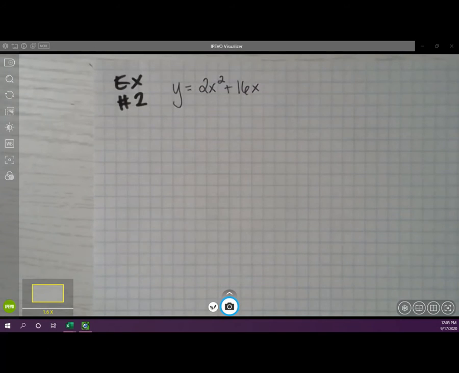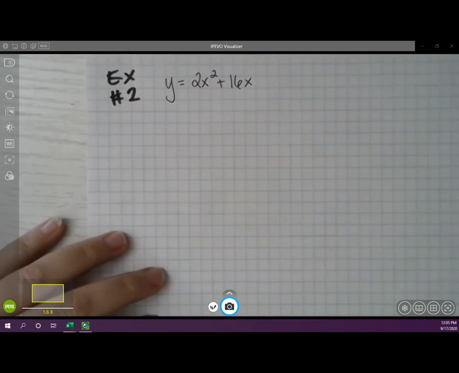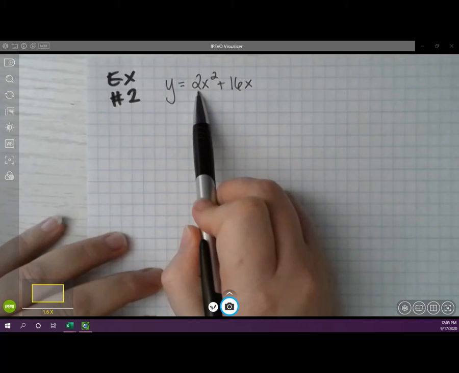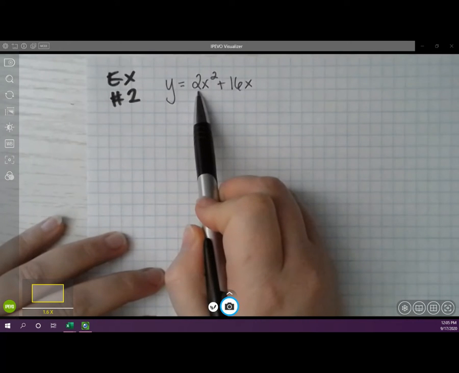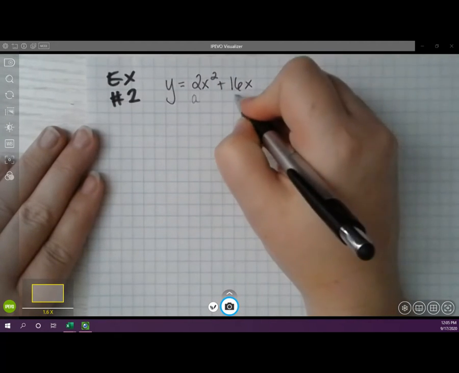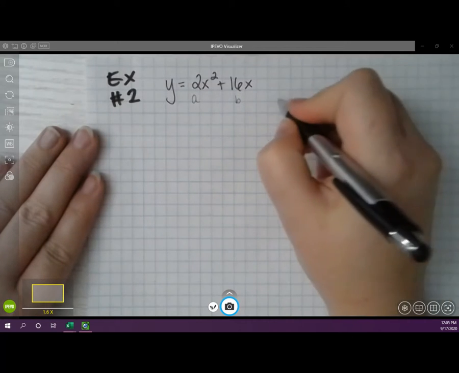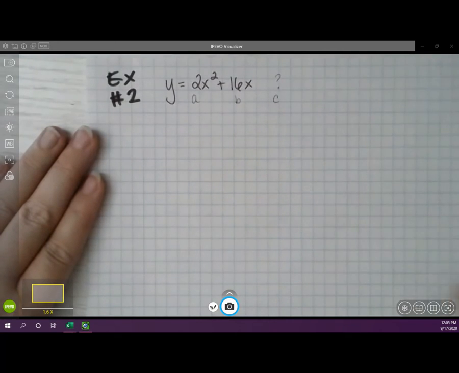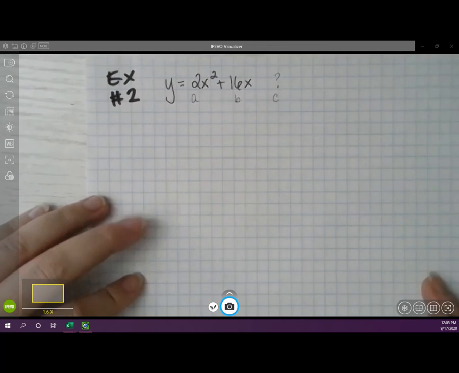This is example 2 of completing the square, and what's different about this one is that the number in front of the x squared is larger than 1. So I'm going to start out by labeling what my a, b, and c are. My a is the number 2, my b is the number 16, and c is a number I don't know, and I'm going to find it by completing the square.